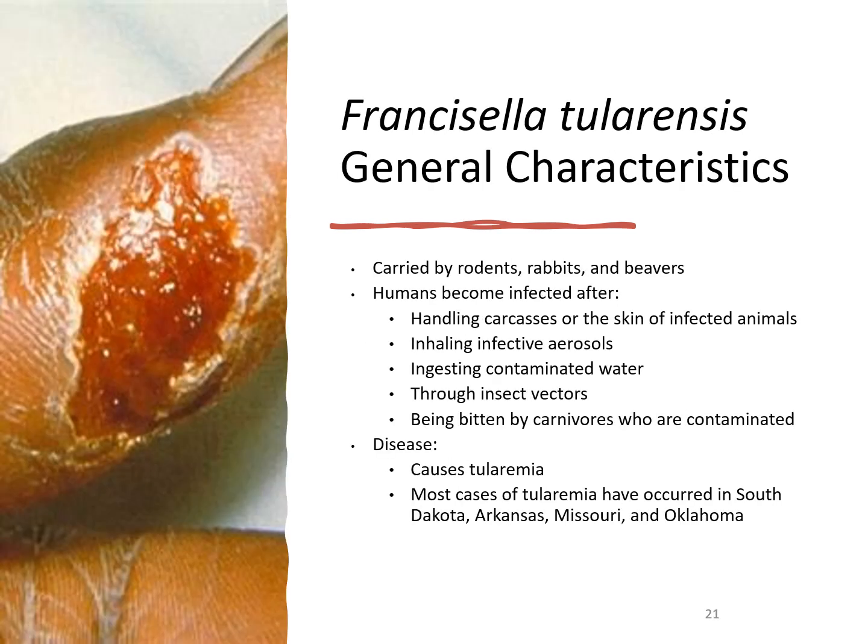Francisella tularensis is carried by rodents, rabbits, beavers. Humans become infected after they've handled the carcasses or the skins of these infected animals, through inhalation of the aerosols. It can also be ingested with contaminated water, so maybe one of these carcasses was in the water supply. It can be spread through insect vectors, so there are different insects that can carry this, so getting a bite from that insect, and being bitten by one of these animals that are contaminated with this organism. It does cause tularemia, and most cases of tularemia happen within South Dakota, Arkansas, Missouri, and Oklahoma.